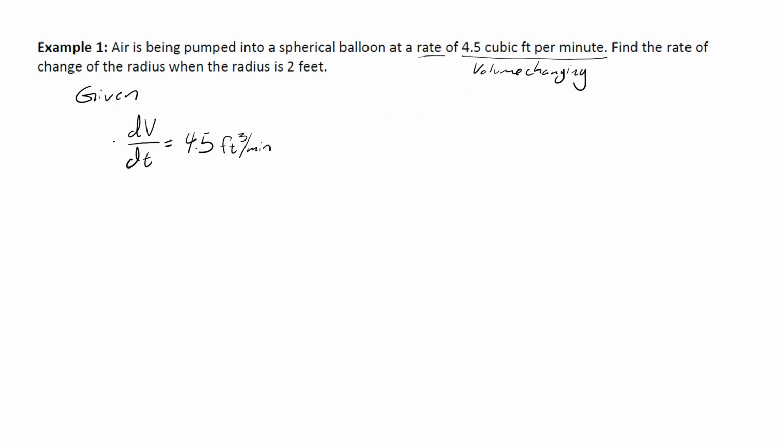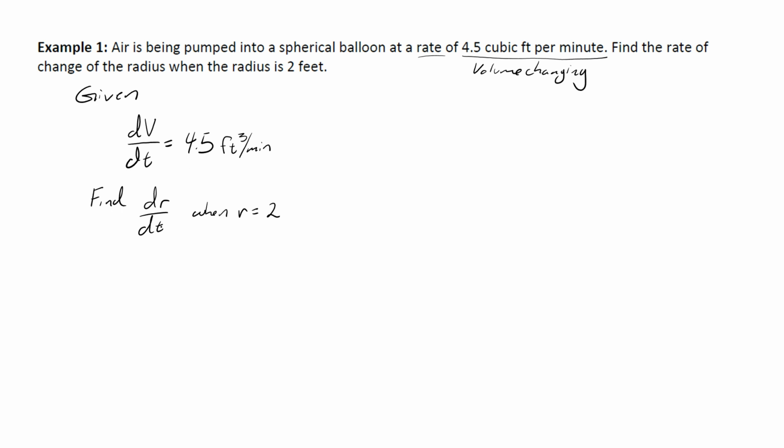And then it says find the rate of change of the radius when the radius is 2 feet. So what it's asking us to find, it says find dr/dt, the rate of change of the radius with respect to time. And then I like to say when r is equal to 2. Or sometimes I say at instead of when, it doesn't matter. So these are what we're going through and doing.